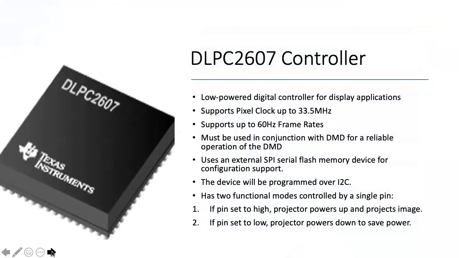Starting with our display controller, we see that it's a very low power digital controller for display applications, mainly for small display applications like a phone, watches, even very small devices like ours. It supports a pixel clock up to 33.5 megahertz and supports up to 60 hertz frame rates. This device definitely meets our engineering specifications to allow our design to work efficiently. We're working alongside our DMD for reliable operation. It's very necessary they work together, or our display function will not be consistent.